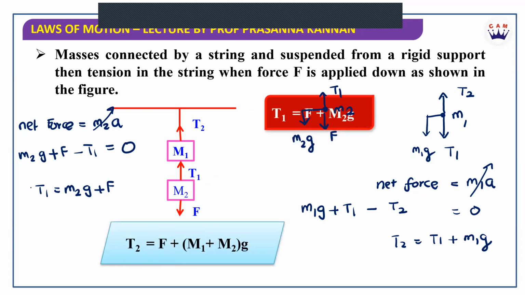What is T2? F plus, come on. What is T2? T1 plus M1G. But what is T1? M2G plus F. So already there is M1G. So M1G plus M2G will become M1 plus M2 into G plus F. Okay. I will just do that for you if you want to understand better.